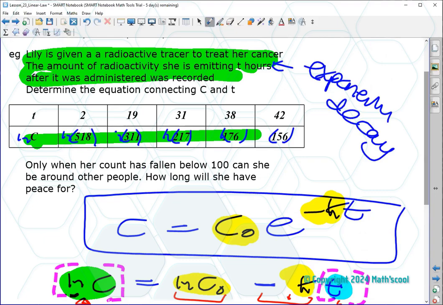So I'm going to go back into my stats mode. I'm going to type in y equals a plus bx, which is number 2. I'm going to type in 2, 19, 31, 38, 42. I'm going to go down and across, so I'm at the top of the second column. I'm going to type in ln 518, ln 311. I can't read that number now. Ln 311, ln 217, ln 176, and ln 156. Okay, that's all my data entered.